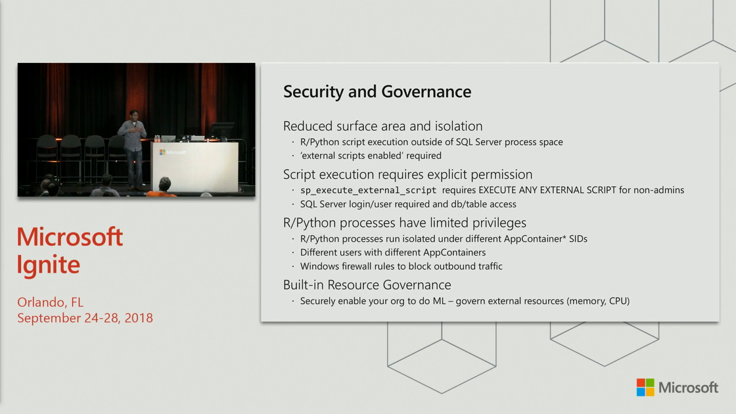And because of the built-in resource governance, you can precisely control how much memory is available to the R and Python process. You can even define which CPU to execute your R or Python code on, and so on, right? Except for the app container part, these are all things that have been there in the last couple of releases, and it's very well documented in our MSDN documentation, so I won't talk more about it.